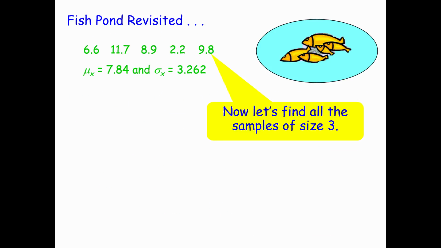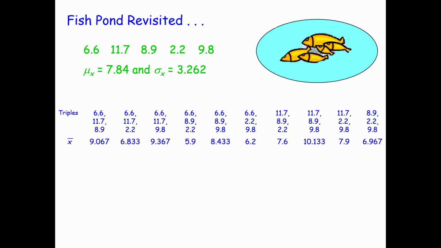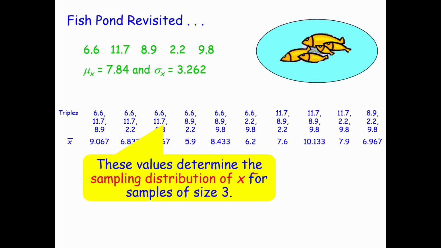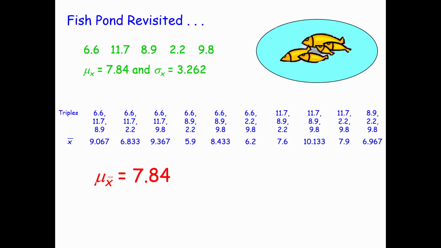Now what happens if we up it to choosing 3 fish at a time instead of 2 fish? Let's list all the possibilities here. Here's all the ways you can grab 3 of those 5 fish and find the mean. Any guesses on what the mean of the means is going to be? It is going to be, again, 7.84. That will stay the same.